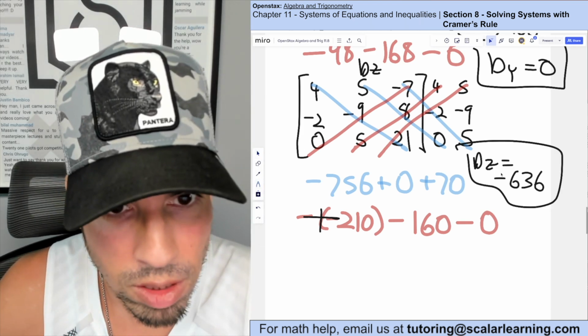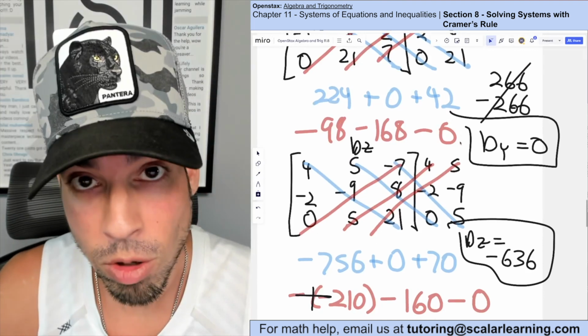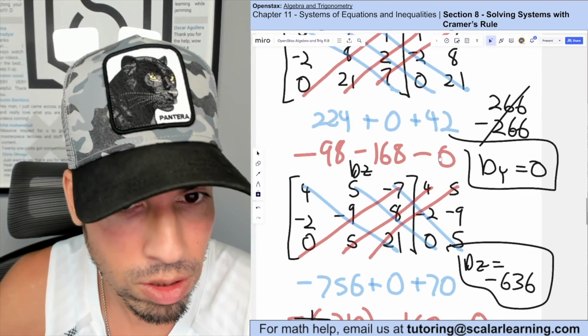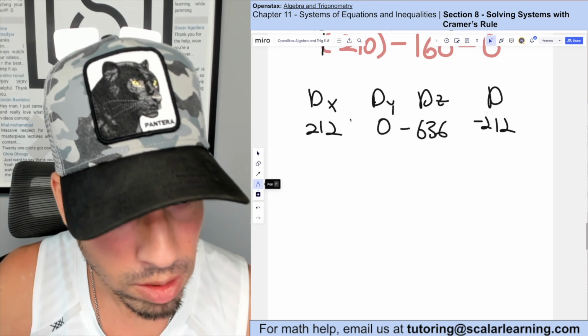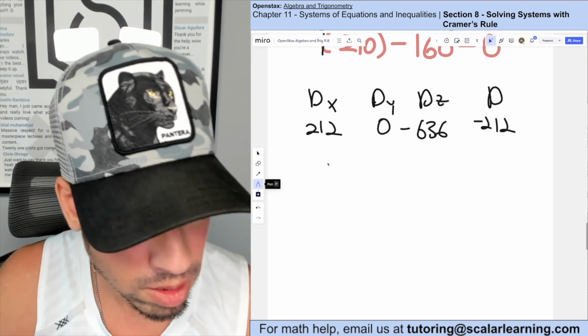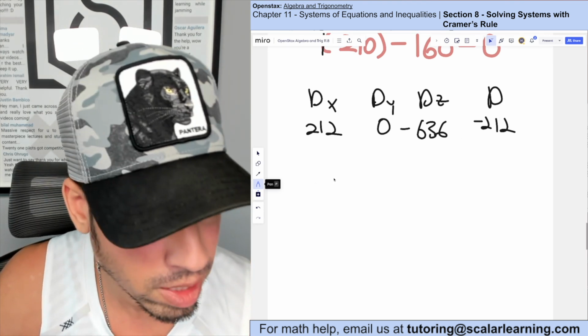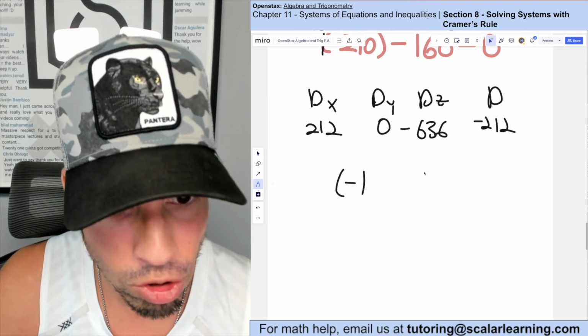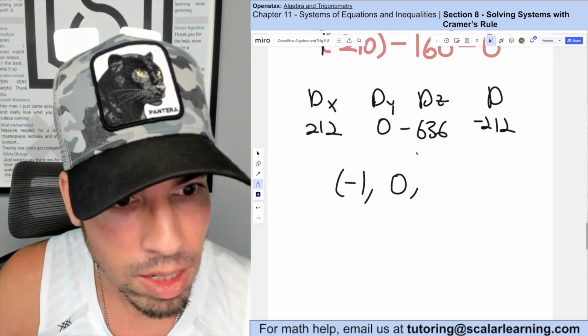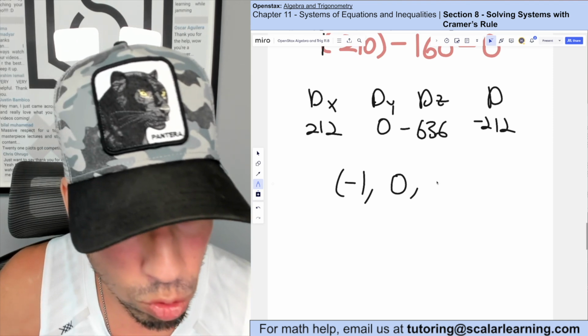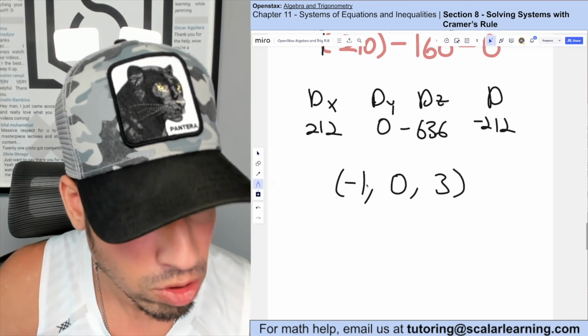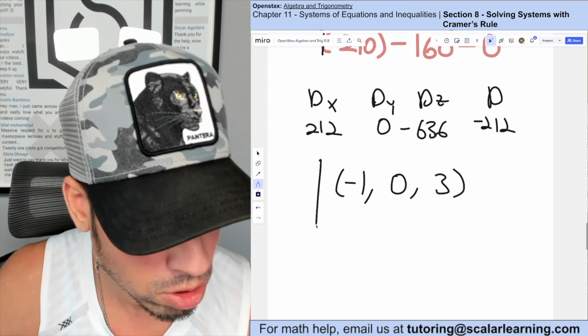Now we're going to write out dx, dy, dz, and the main determinant below, and then we'll do our calculations. Now to get our final answers for x, y, and z, we take each of these values and divide by the d. So 212 divided by negative 212 is negative 1. 0 divided by that is 0. And then negative 636 divided by negative 212 is positive 3. So there's x, y, and z for your solution.